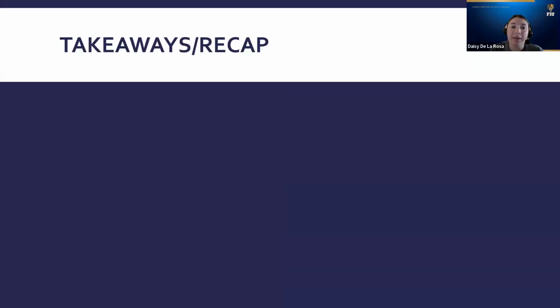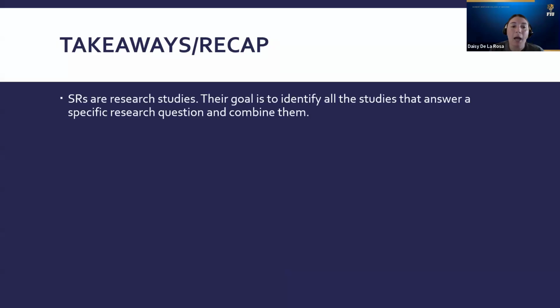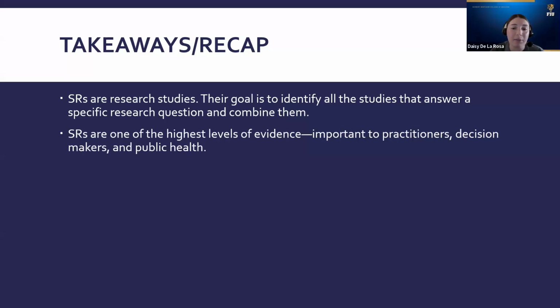So some takeaways and recap as we wrap up here. Systematic reviews are research studies, so very different from narrative or literature reviews. And the goal is to identify all the studies that answer a specific research question and then combine all of those studies, and hopefully they're very alike to each other. Systematic reviews are one of the highest levels of evidence because of the way that they're conducted. They're important to practitioners and decision makers, and it's just one of the many different types of evidence syntheses, right?